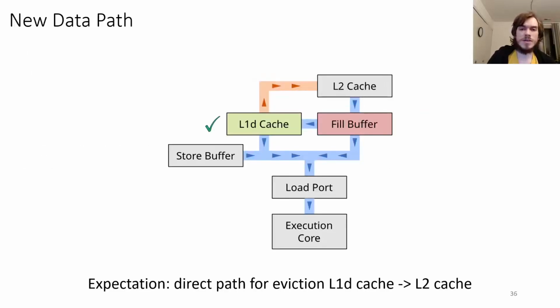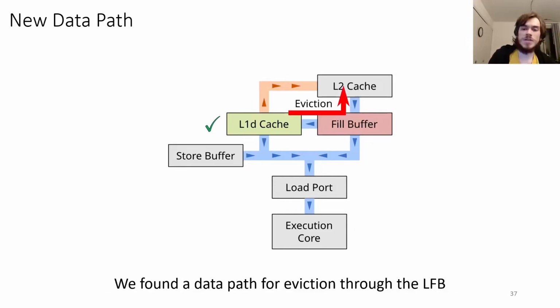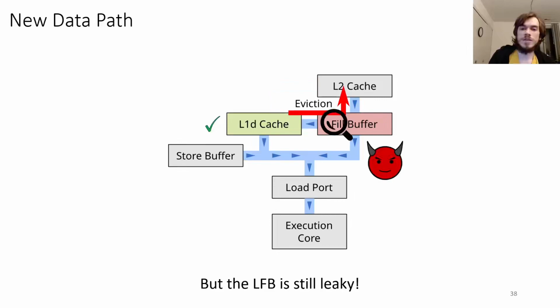So what we would expect, if we take a diagram here, is that there is an orange path for the eviction from the level 1D cache to the level 2 cache. And what we found with CacheOut is that there's actually a data path for eviction that goes to the line fill buffer. And keep in mind, the line fill buffer is still leaking. So if we can actually get some data in there, we can leak it. To exemplify that, let's say we have some data in the L1D cache. If we can somehow evict it into the fill buffer, then we can use a faulty load to leak it and then siphon it out using a side-channel attack as it goes on its way to the level 2 cache.